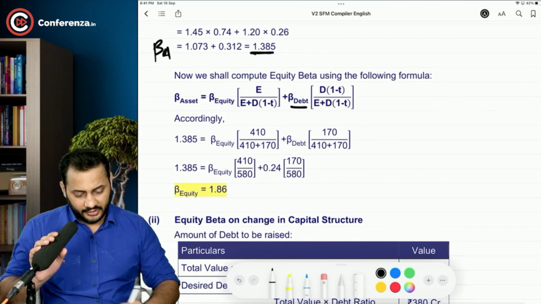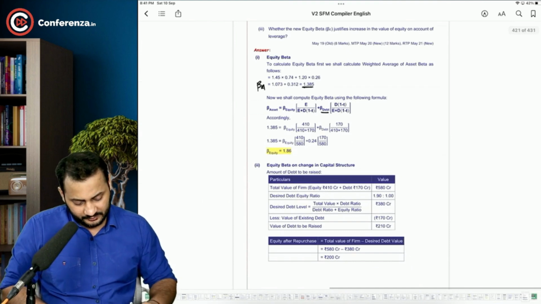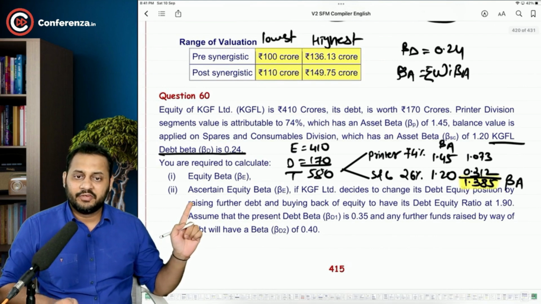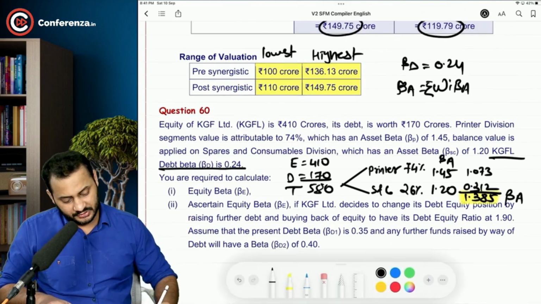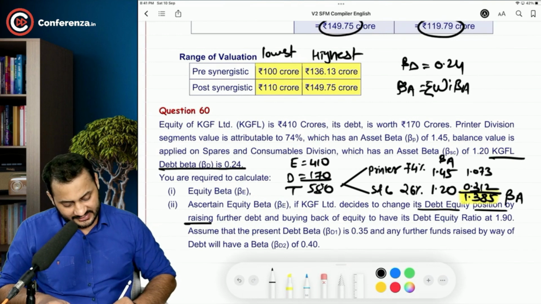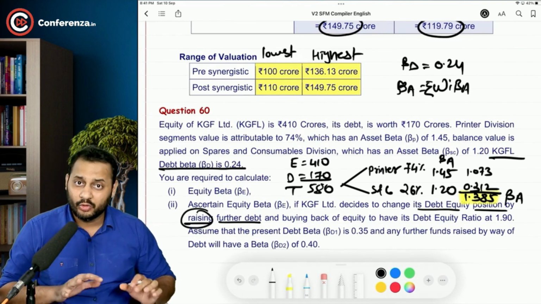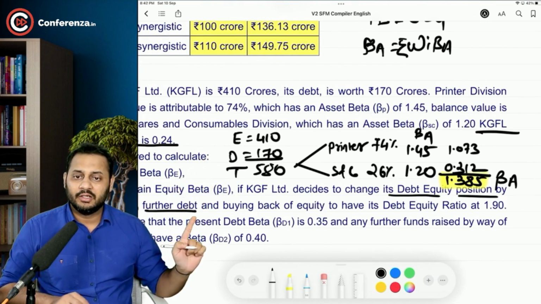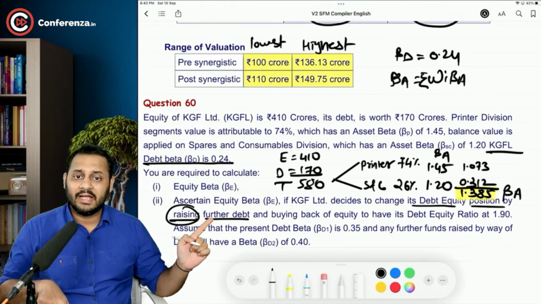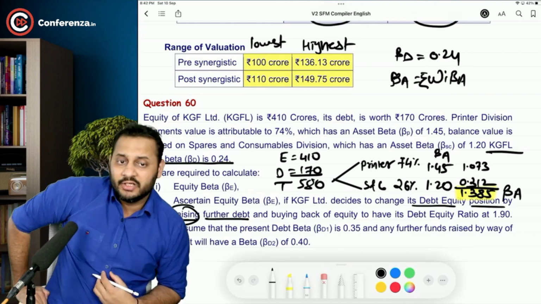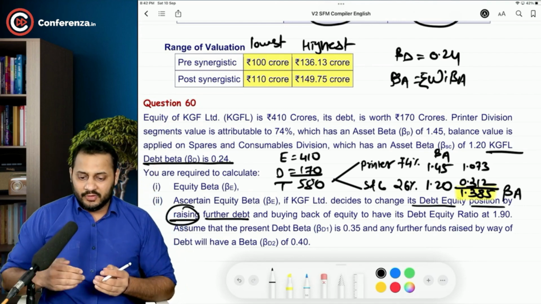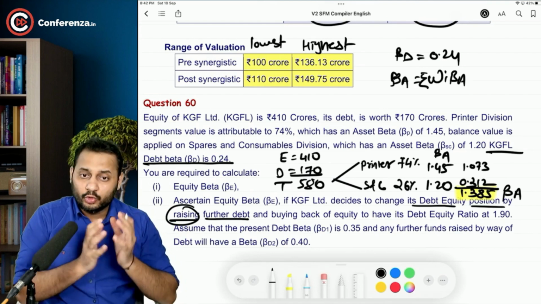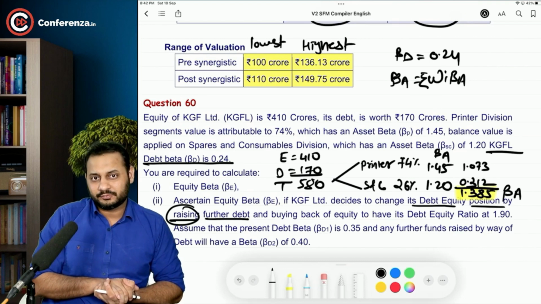Cool. The second part is quite interesting. Ascertain the equity beta if KGF Limited decides to change its debt equity position by raising further debt. We are buying more debt. We already have 170 crore in our debt. We are going to now raise further debt and buy back equity to have its debt equity ratio at 1.90. So what will happen? The total will remain the same, 580.